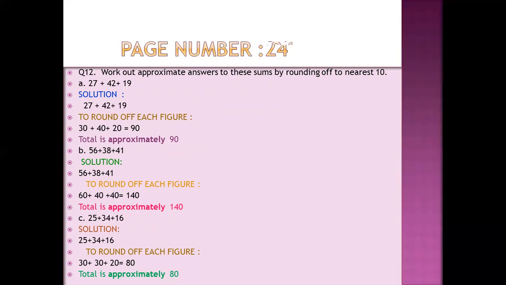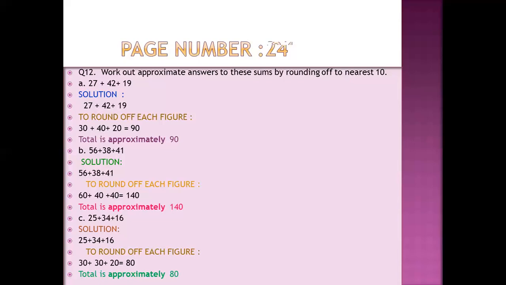Question number 11. Copy and complete the table. Again, I told you, we will do the same as you do on page 23, question number 6. You will draw the table properly as drawn in the book, and in the last column, you will round off the heights in meters to the nearest 100 and you will fill the last column. Come to the last question.